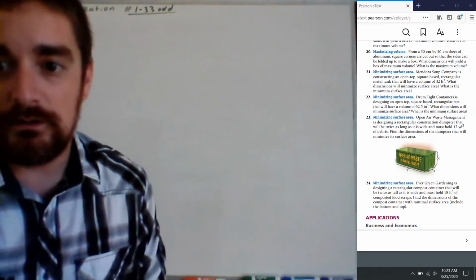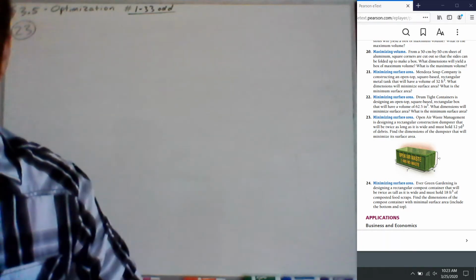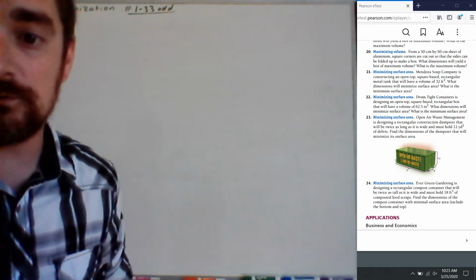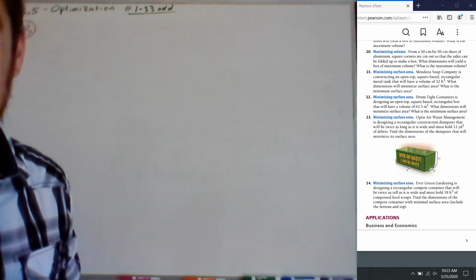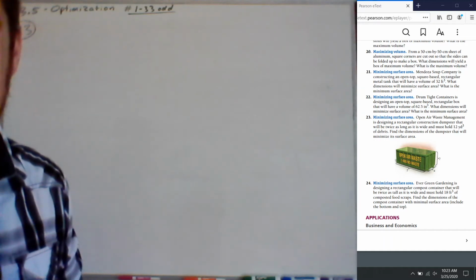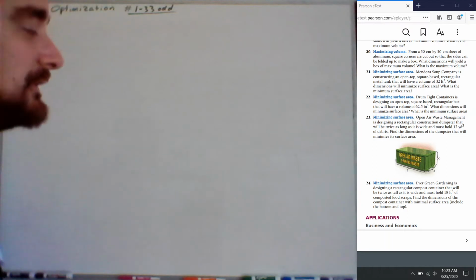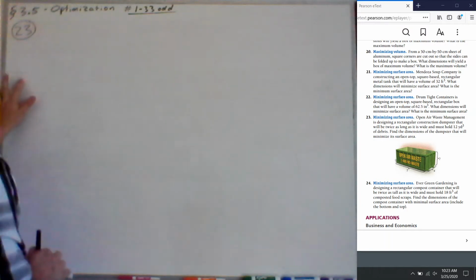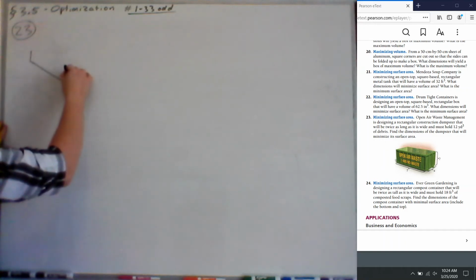And it says, minimizing surface area. Open air waste management is designing a rectangular construction dumpster that will be twice as long as it is wide and must hold 12 cubic yards of debris. Find the dimensions of the dumpster that will minimize its surface area. So I'm going to redraw a similar picture.